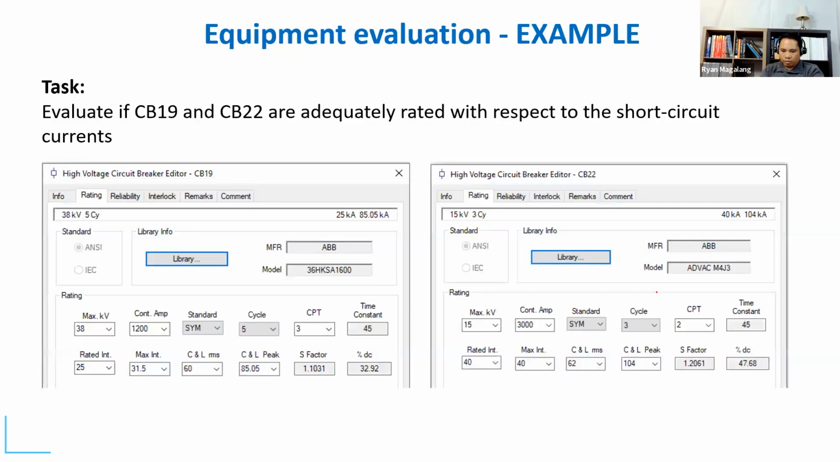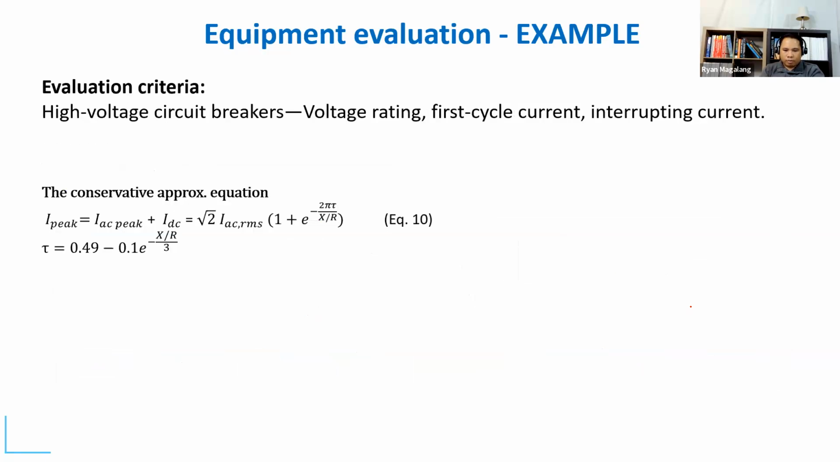So, okay. So here, we'll look at if breaker 19 and 22 are adequately rated with respect to the short circuit currents. So here we have the value of CB19 and CB22. Now that's the same breaker in the previous diagram. So now we're using this expression.